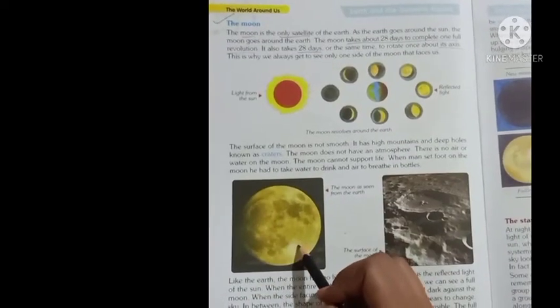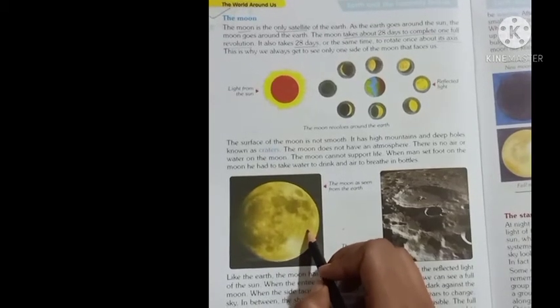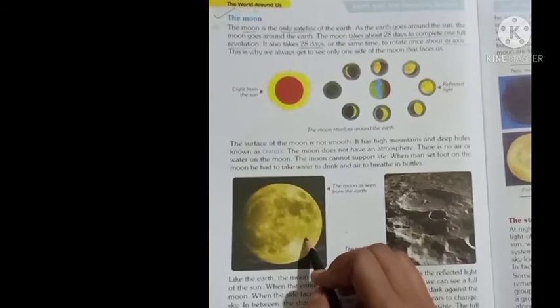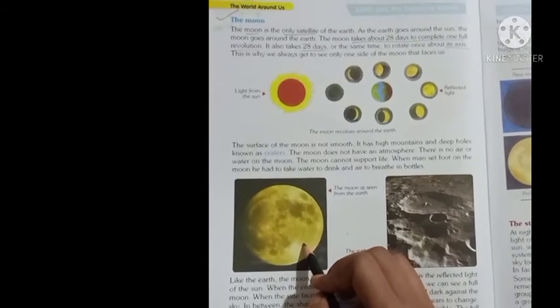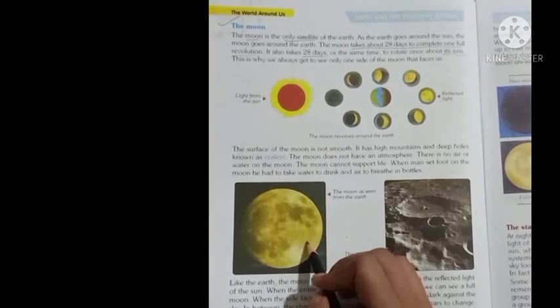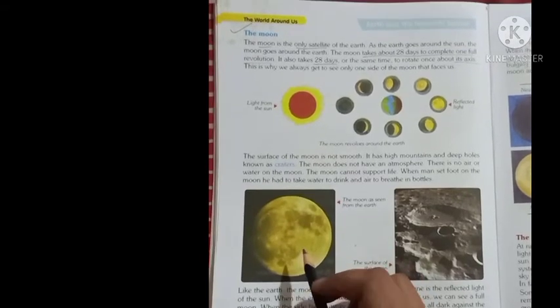So the moon has no light. So, from where does the moon get its light? It gets its light from the sun. The sun reflects its light on the moon and we call it moonshine. And we can see the moon with the help of the sunlight.